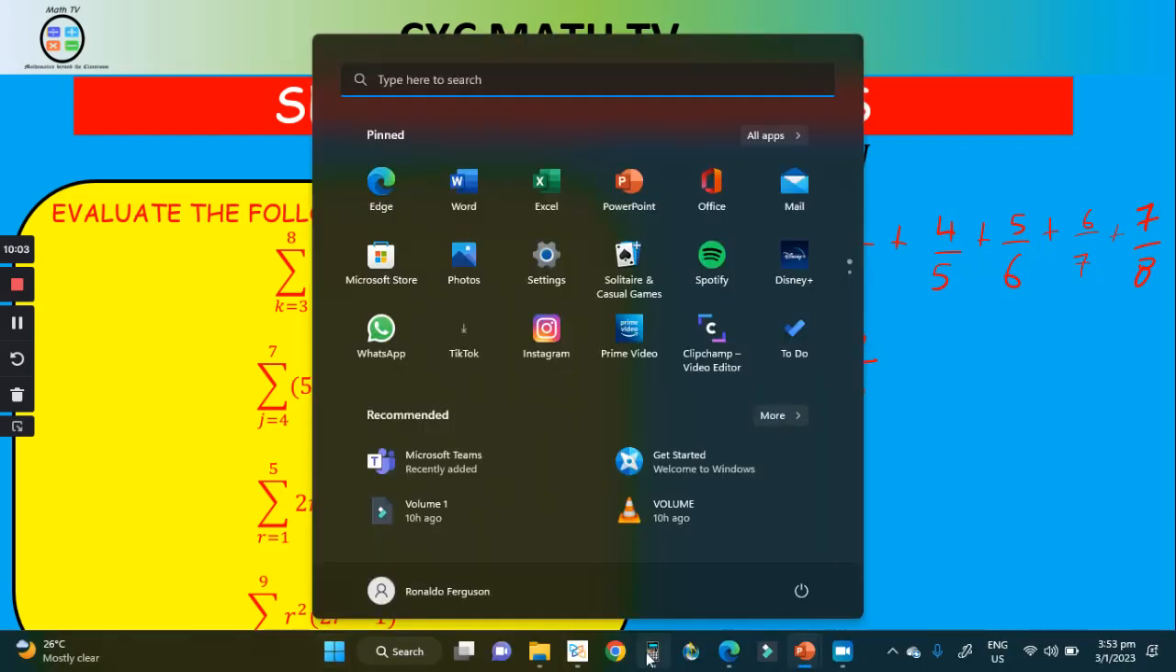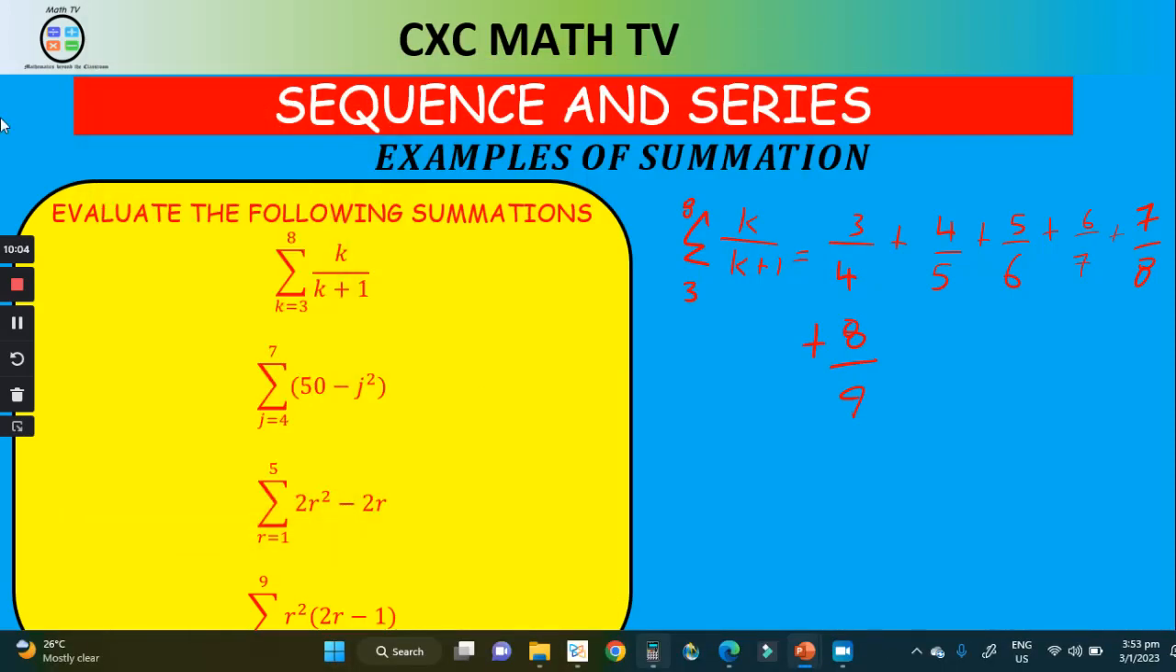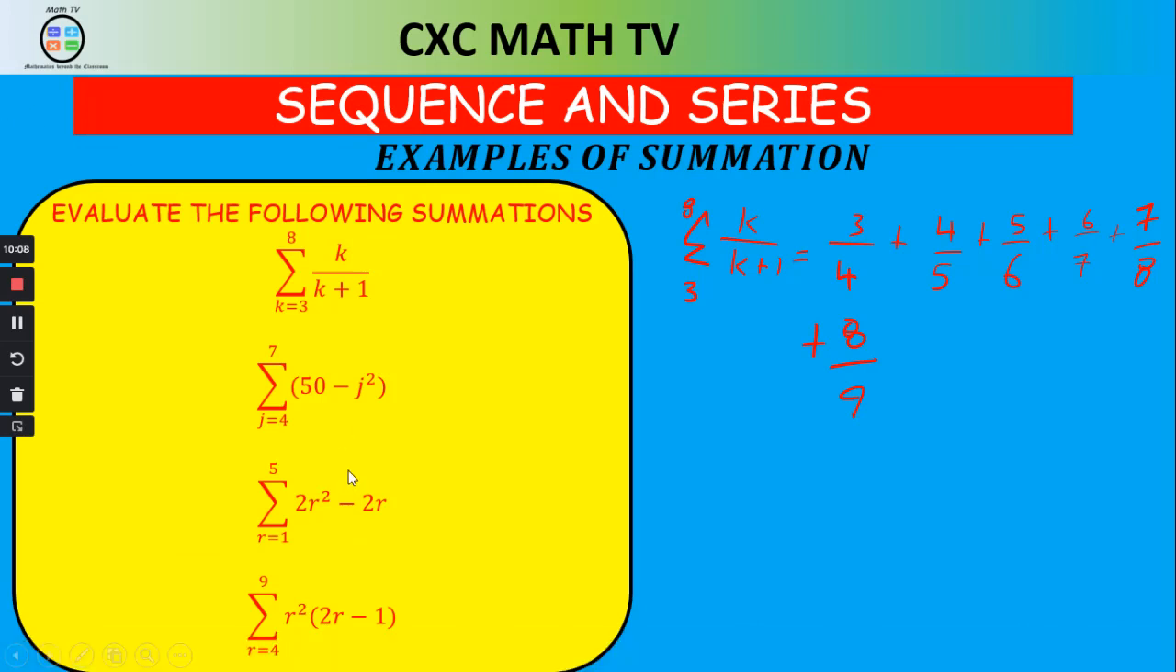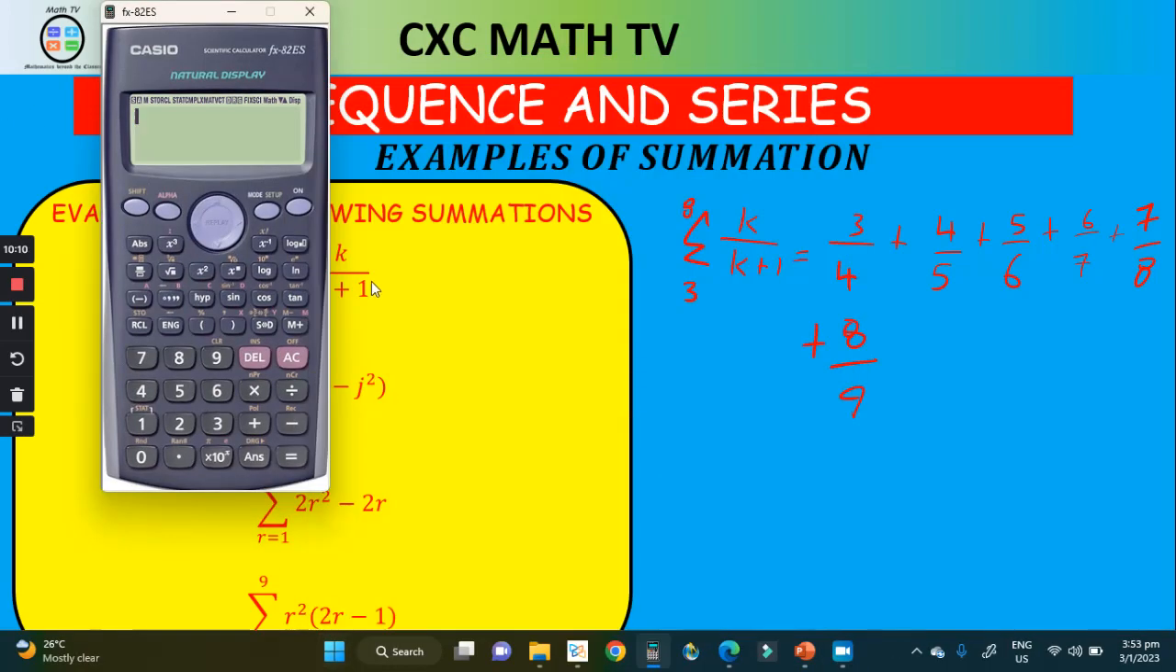Let's take out our calculator. 3 over 4 plus 4 over 5 plus 5 over 6 plus 6 over 7 plus 7 over 8. So we'll take that out and we'll add it and we'll get this, which is 4.115.